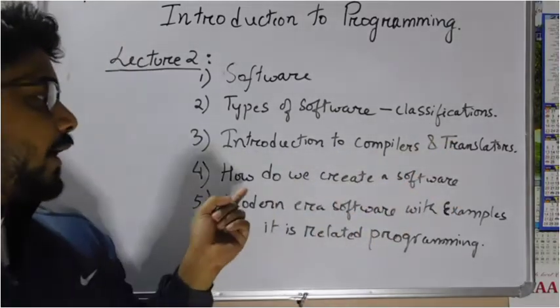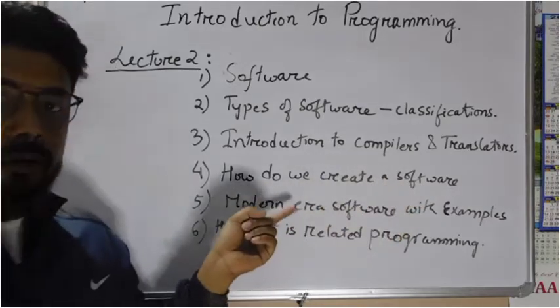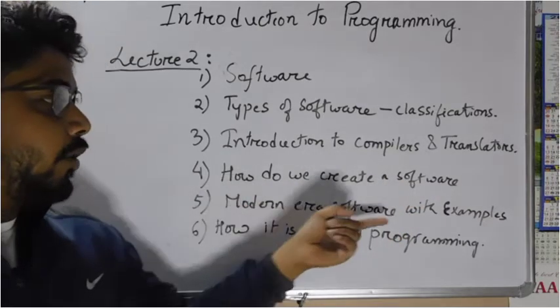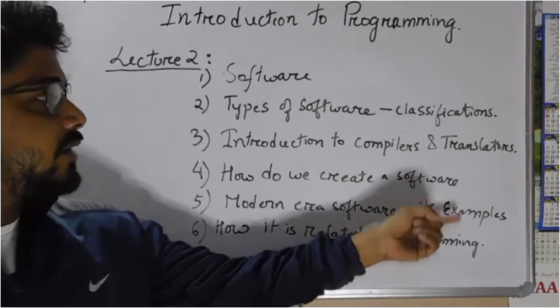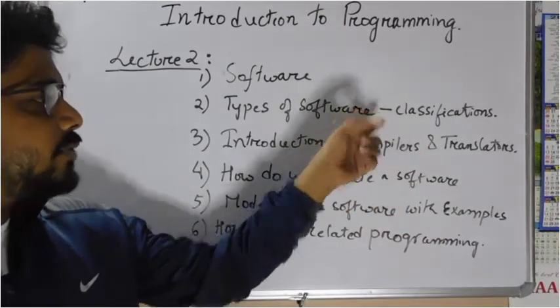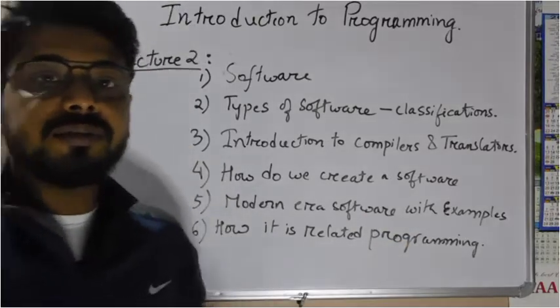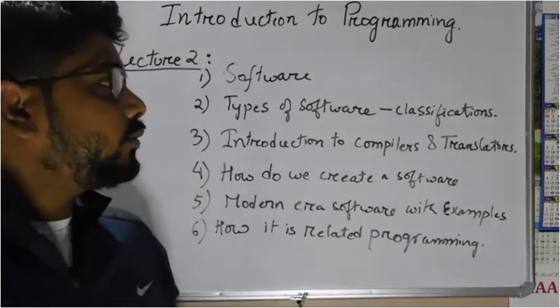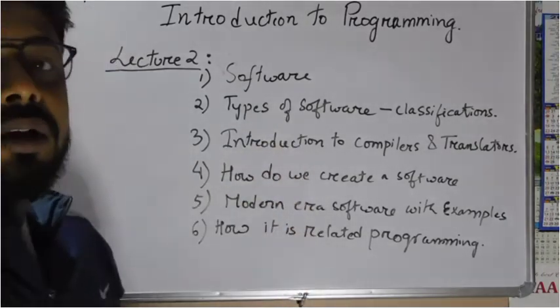Then how do we create a software? Just an overview of this. Then modern era softwares with examples. I shall be relating this modern era software with examples and the types of softwares, and how it is related to programming, meaning how programming can be used conveniently to build different kinds of softwares. So without further ado, let's start the video.